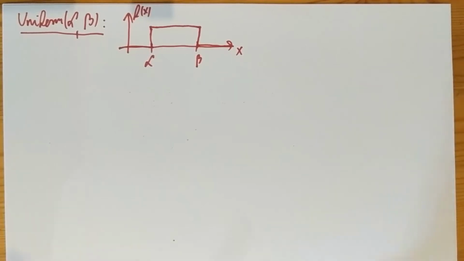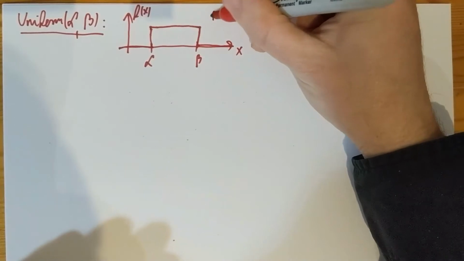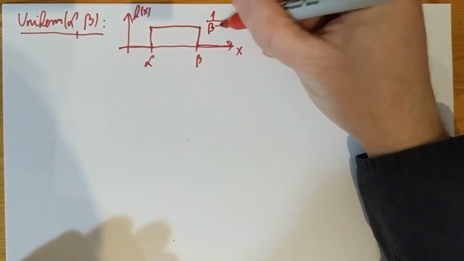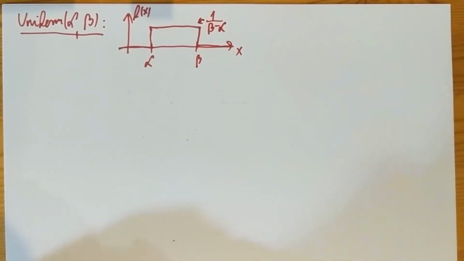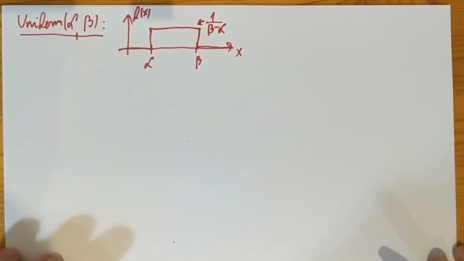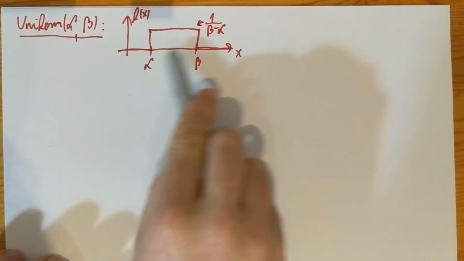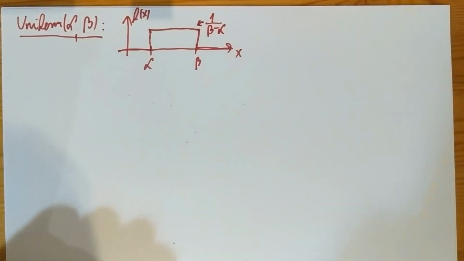And so this thing has to integrate up to 1, which means that this height has to be 1 over beta minus alpha, this height here. If you want, you can actually formulate this. You can write up some nice formulas saying it's 0 outside alpha beta and this between alpha and beta. I'm not going to do this here.